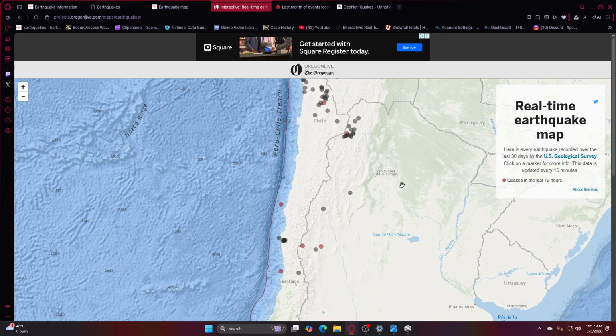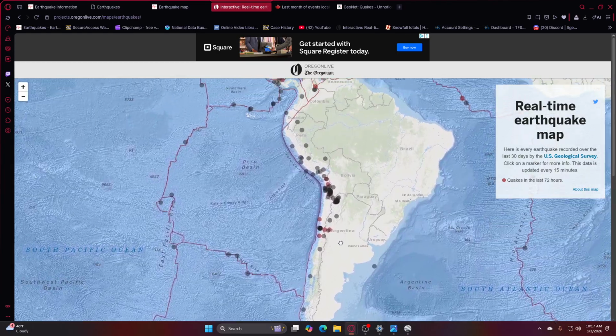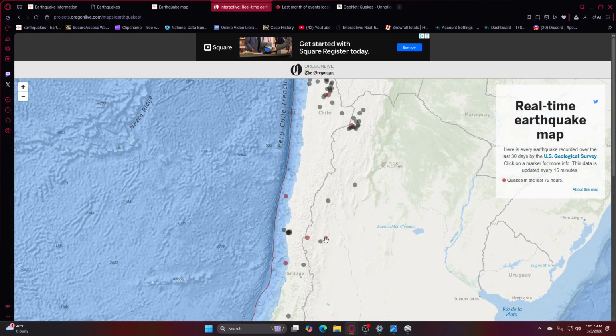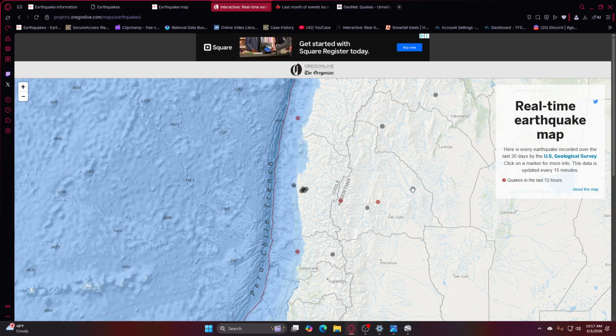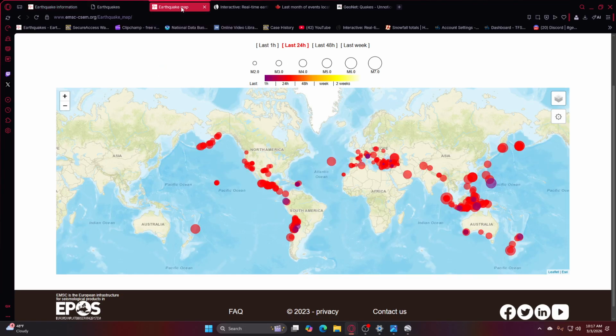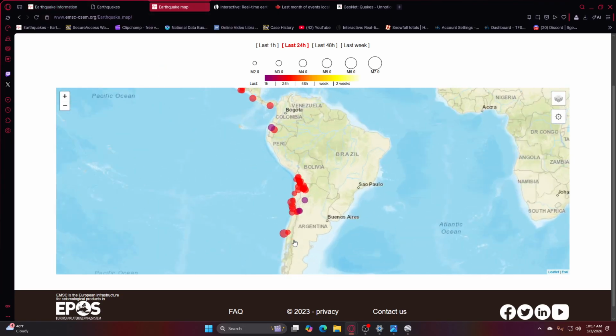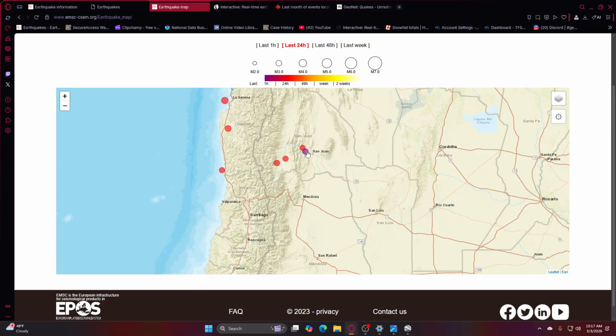There was a 4.5 that was recorded today, and I am not seeing it. So let me see here. This is Chile over here, but I am not seeing it reported on this map. However, let's see here. I have the earthquake map open. Let's go over here to this one.